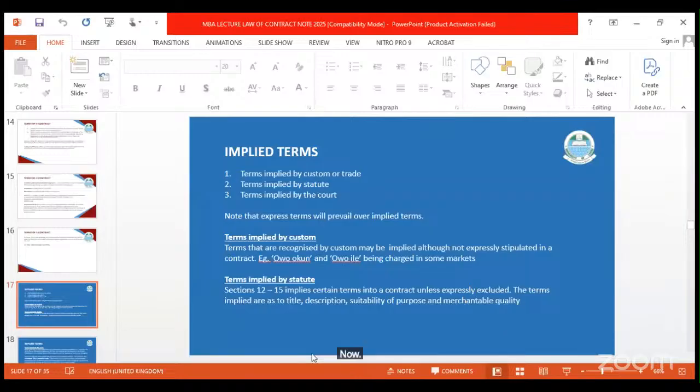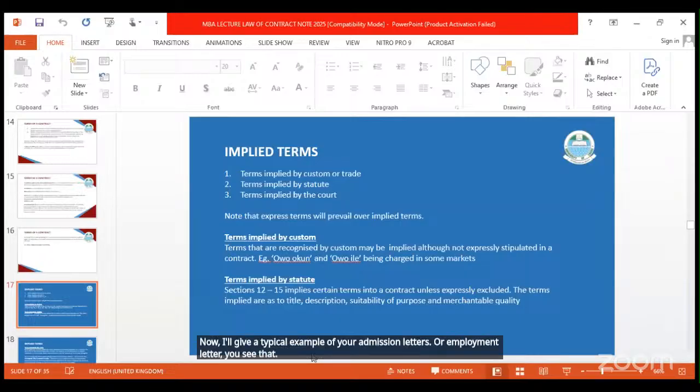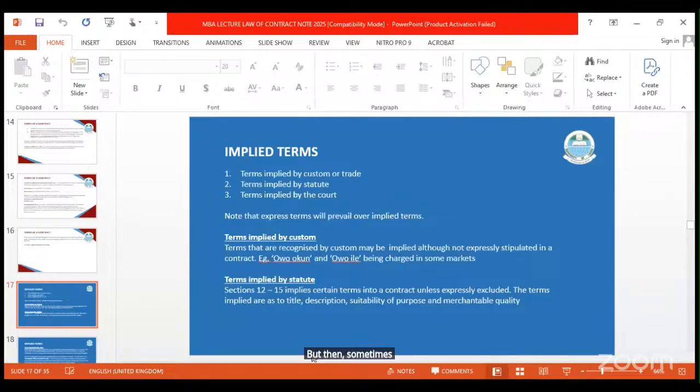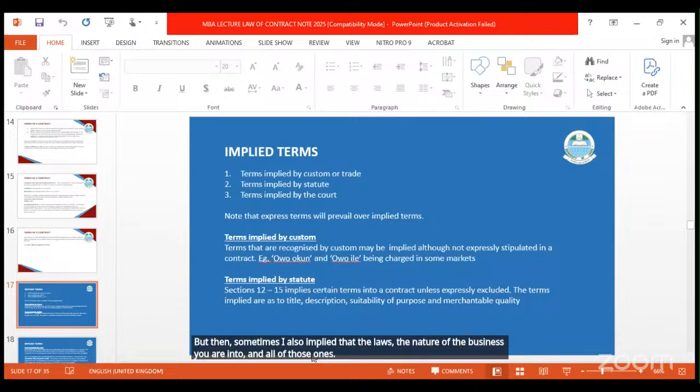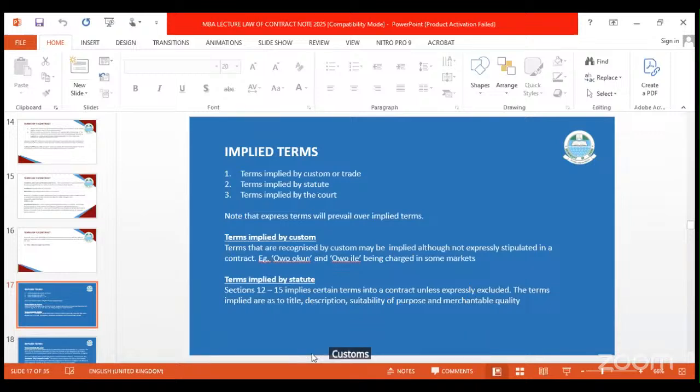Now, I'll give you a typical example of your admission letter or employment letter. In that employment letter, those things that you can read in the letter are express terms. But then some terms are also implied there: the laws, the nature of the business you are into, customs, and even corporate governance.